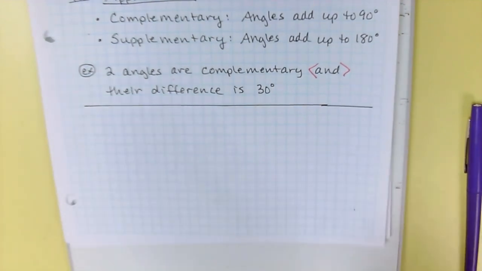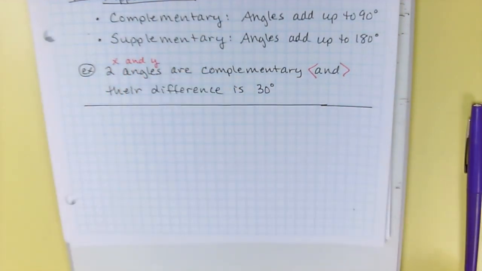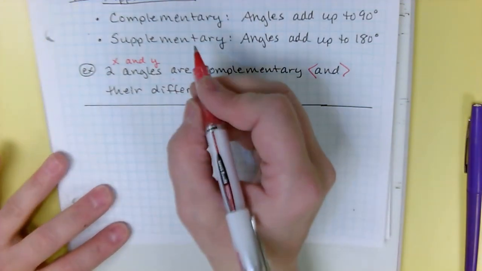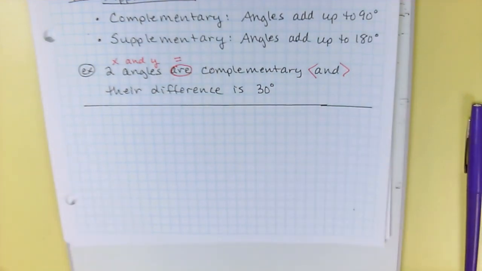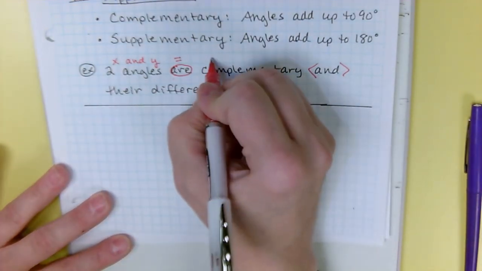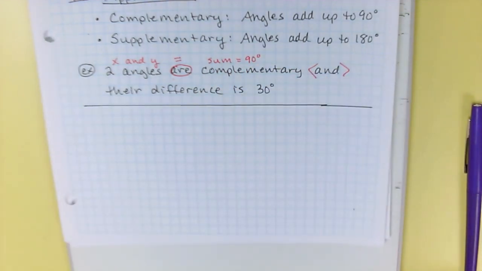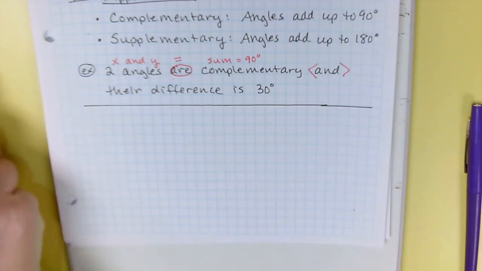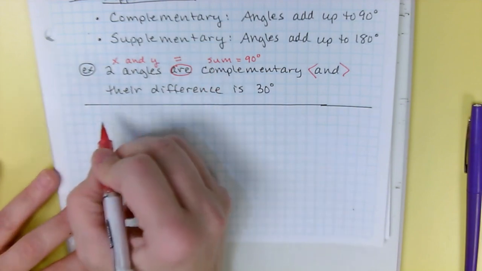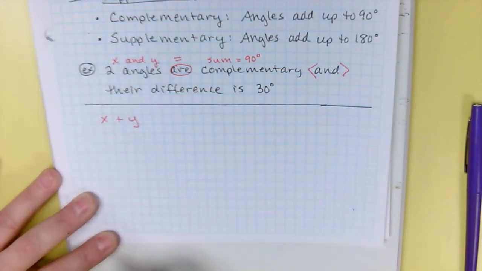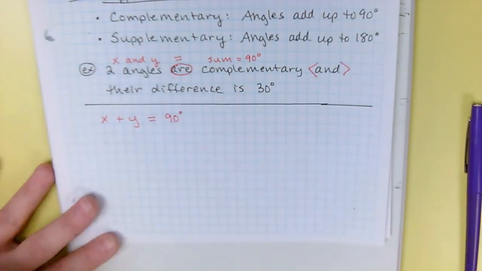So let's diagram. So two angles. Okay, so let's call those two angles X and Y. Are complementary. Now, are is the plural of is, which usually means equals. So circle it, put an equal sign. Complementary means their sum equals 90 degrees. All right, let's make this into an equation. Two angles are complementary. Their sum means add. So X plus Y, two angles added together, equals complementary, which is 90 degrees.